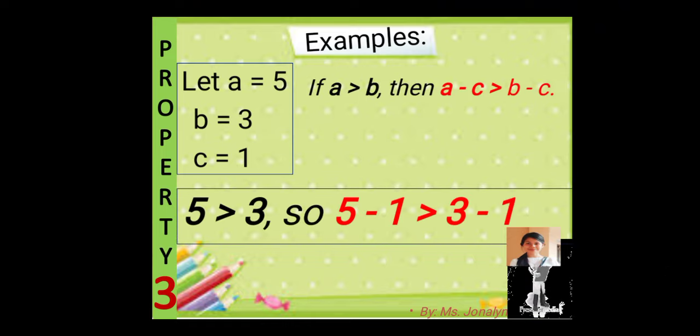So, A is greater than B, so 5 is greater than 3. So, 5 minus 1 is greater than 3 minus 1. So, 4 is greater than 2. True.